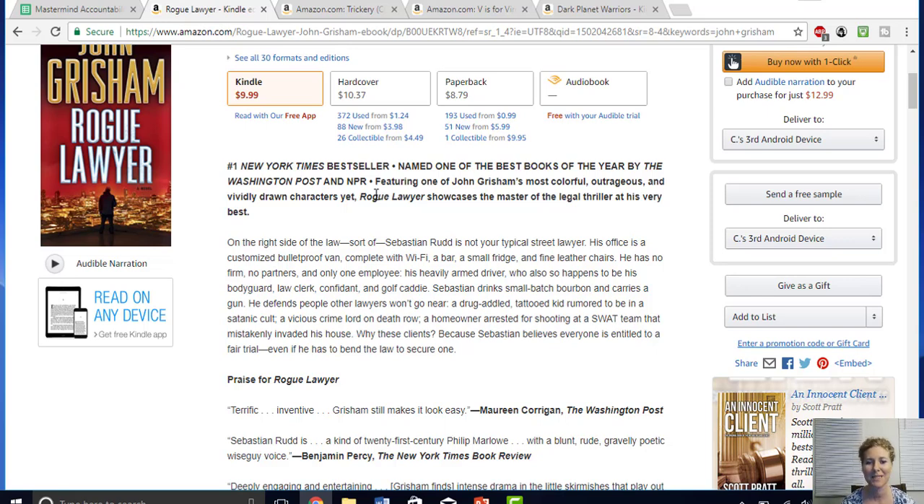Now, these may or may not be secondary characters that are in this book quite a bit, but he's cleverly brought them into the story and made us think about it, because a drug-addled tattooed kid rumored to be in a satanic cult, that's really interesting. You know, that's not your normal secondary character, and also not someone that normally a good lawyer is going to represent. The vicious crime lord. So, you know, this is very interesting stuff that he's a part of.